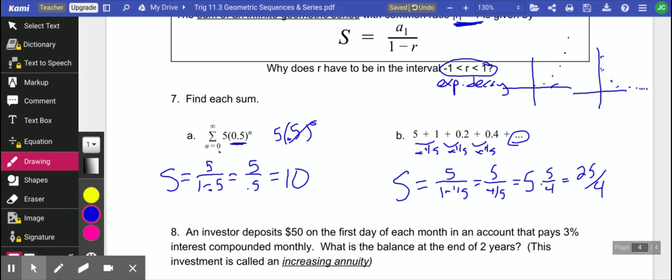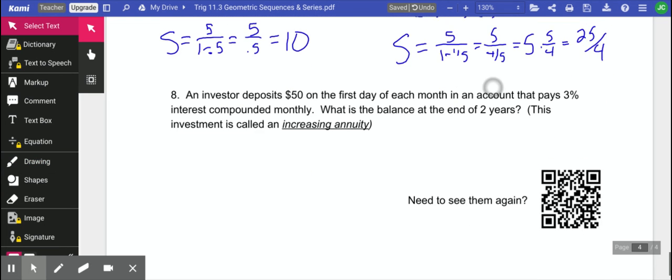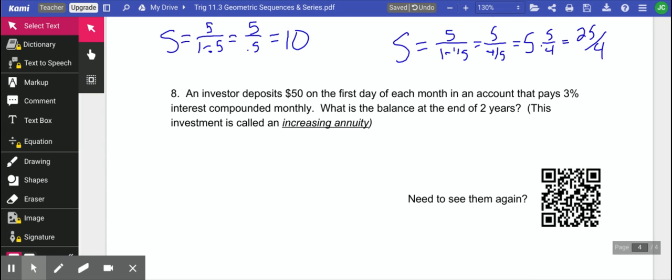All right, we got one last problem for this section. An investor deposits $50 on the first day of each month in an account that pays 3% interest compounded monthly. What is the balance at the end of 2 years? All right.